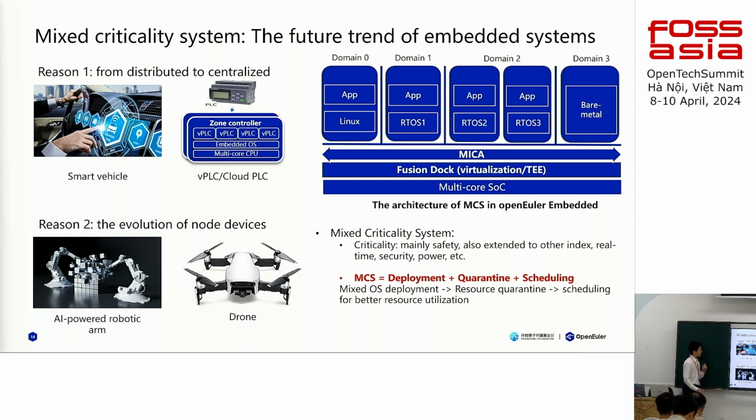And from the client side, we are having more and more complex node devices, like the drones nowadays. They should keep balance while taking photos and transmitting the data back to the cloud. They are doing many complex things at the same time, so we may need more than one OS for the different applications.